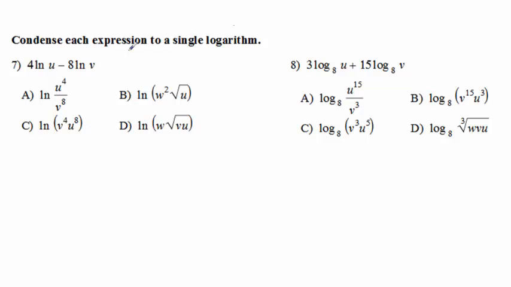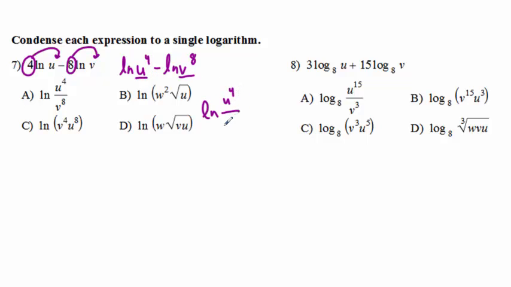Now we're going to condense some logarithms. So this is the opposite of expanding, which means these numbers in front need to become our exponents for u and v. So this is ln u to the 4th minus ln v to the 8th. Then, because it's a minus sign in between, we're going to put the u to the 4th and the v to the 8th together as division. So the first thing has to be on top of the fraction, the second thing's on bottom. So this would be A for our answer.